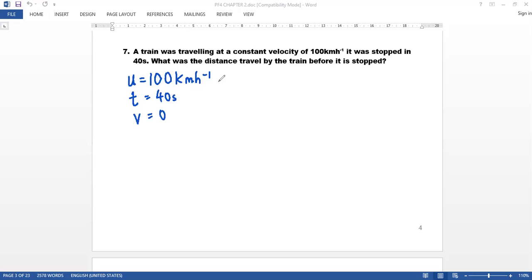Okay. What is the distance traveled? So the trickiest part here is to change this kilometer per hour to meter per second. So all of you listen to me carefully. We were given 100 kilometer per hour. There are two ways. You can solve with your calculator, a direct way of doing, or you can use a simple mechanism.